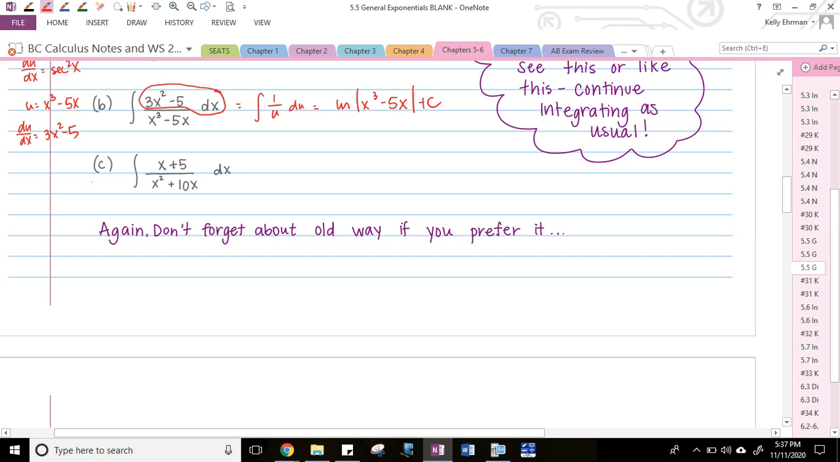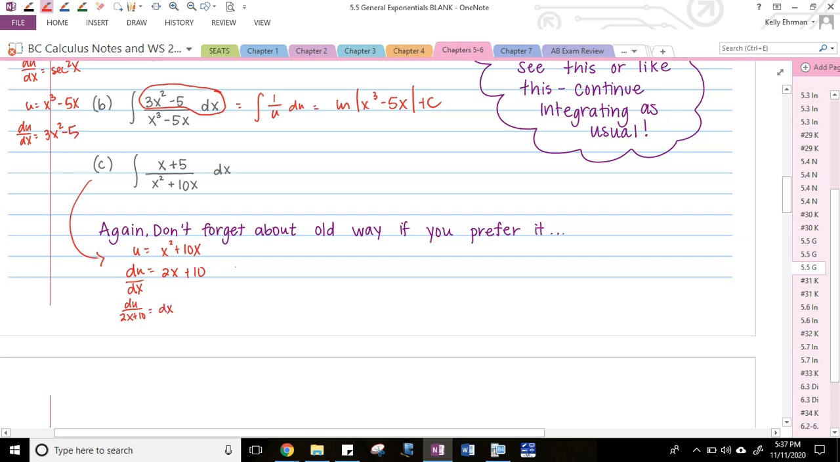Same thing for part C. I'm going to do part C the old way just in case you kind of forgot, or if you keep messing this up and you're kind of thinking like, what in the world is going on? So remember, u can be x squared plus 10x. Sorry, du/dx would be 2x plus 10. Remember the old way, like the first way I showed this, was to solve for dx. So you'd multiply by dx over here and divide by 2x plus 10. du divided by 2x plus 10 equals dx.